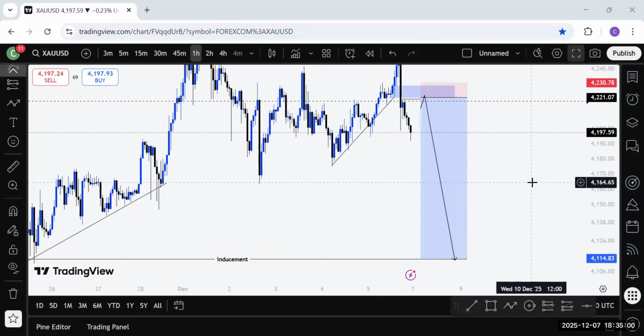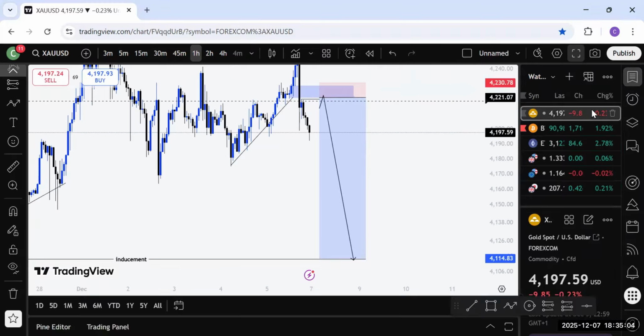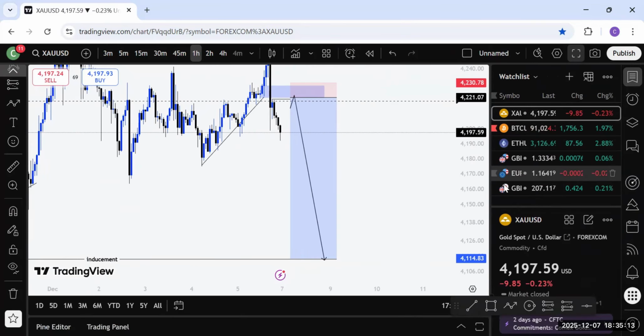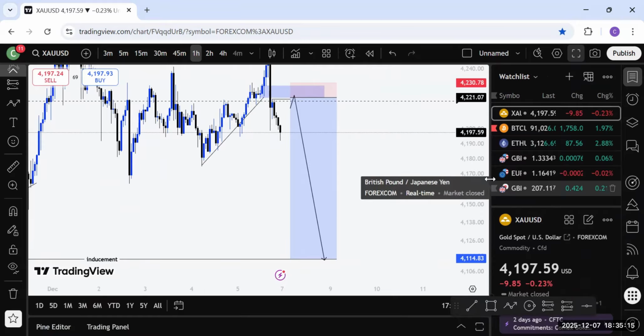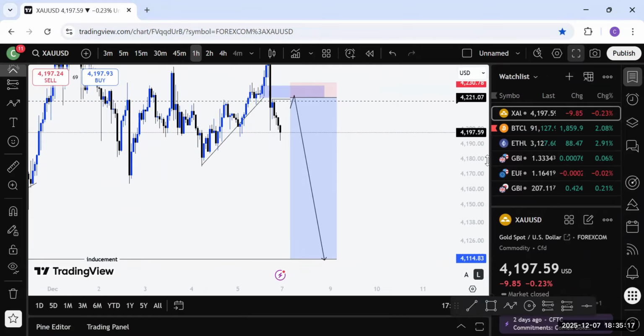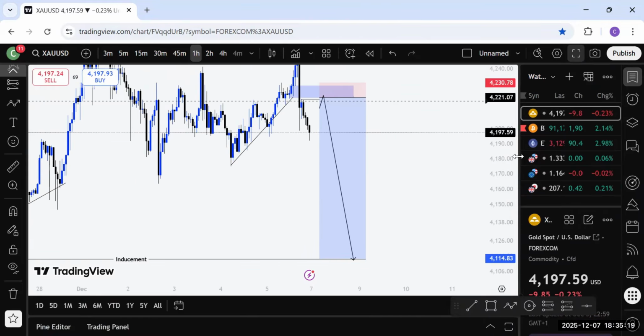So in this particular video, I'll be showing the directional bias of all the currency pairs that I personally trade, which is gold, BTC, Ethereum, GBPUSD, EURUSD. I do not trade GJ like that, but if you guys demand the bias on GJ, I might do that one.